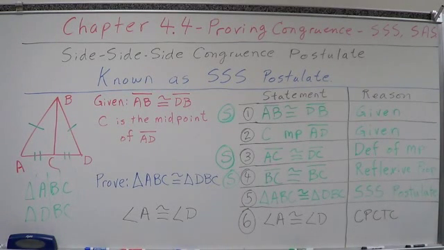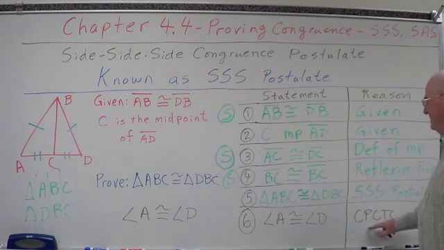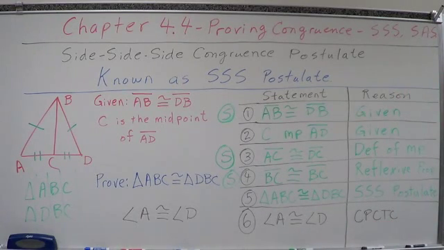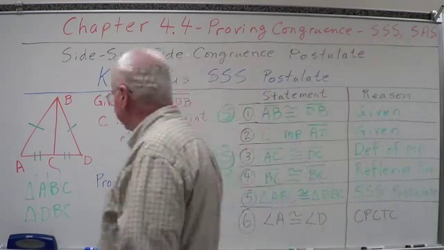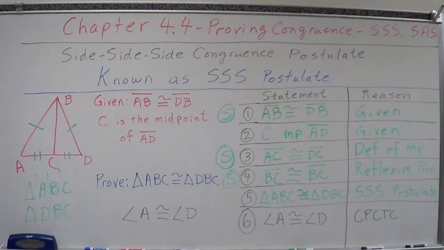That thing just keeps showing up, doesn't it? CPCTC just keeps showing up. So once we have proven that the two triangles are congruent by one of the postulates we'll be using, then all the corresponding pieces of those triangles are congruent. How? By CPCTC. Okay, it's proof. Two triangles are congruent given that their sides are congruent.